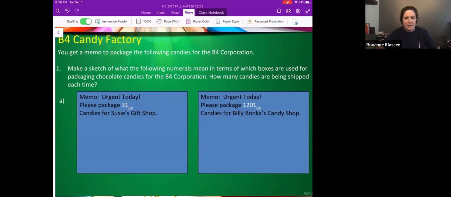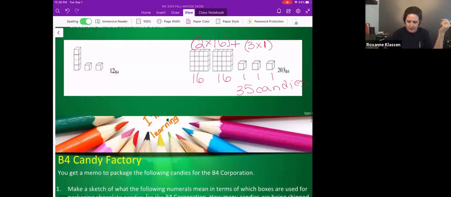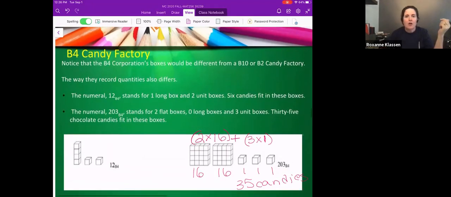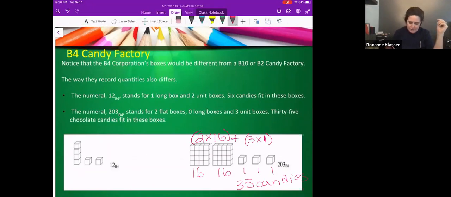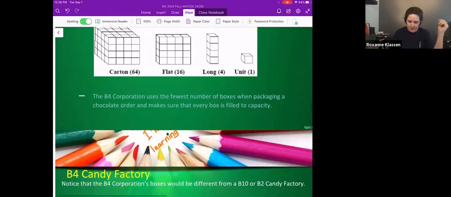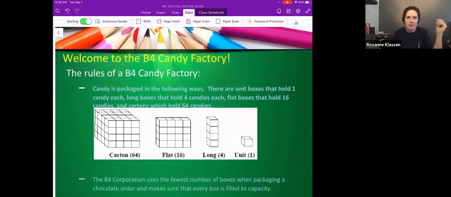Oh, hold on. Tintu, let me make sure I keep an eye on the chat. How we figure out the box. Tintu, do you mean on the previous page right here? Yes. Okay, so figure out this part, like how many candies that holds. Yes. Okay, so it goes back to right up here where these are our boxes.